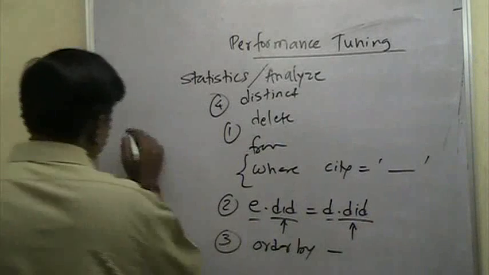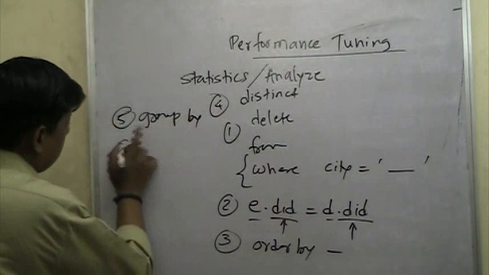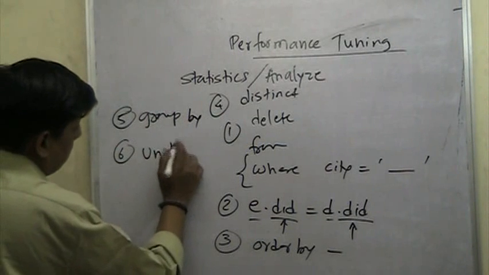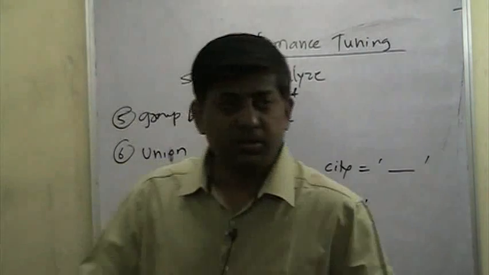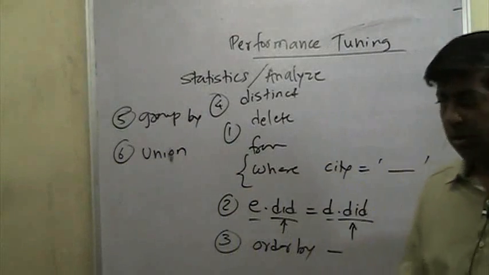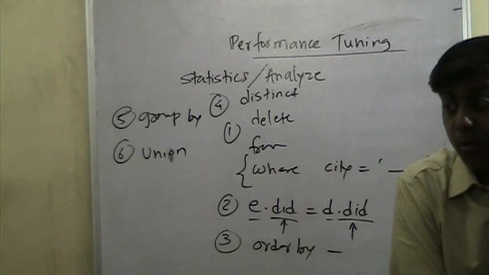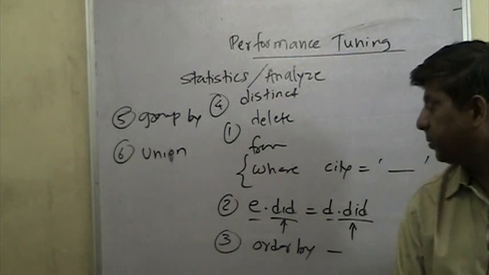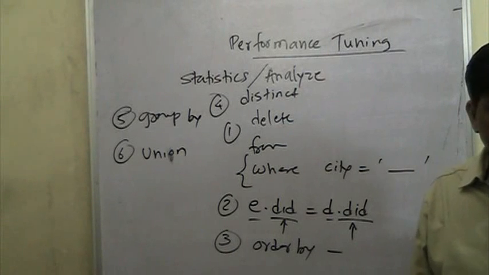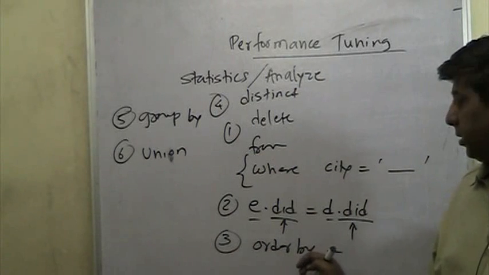Also group by. So fifth is group by, where sorting is done. Sixth is union. Union also removes duplicates, so sorting is done there also. All those things can be made faster if we create proper indexes. So this is the discussion about where indexes can make things run faster.